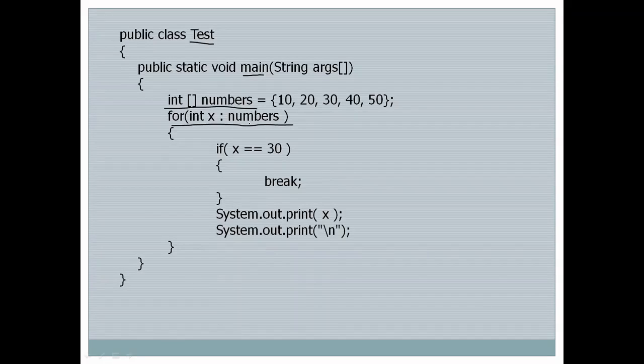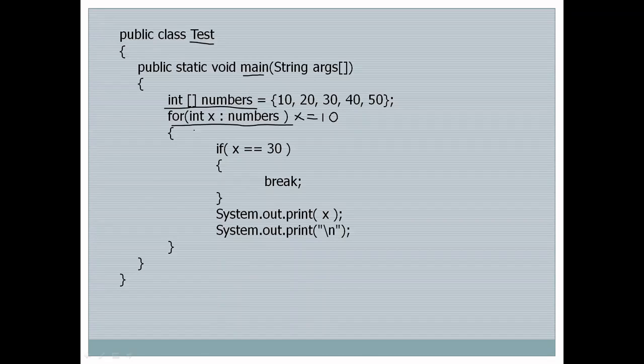How does this loop work? Every time the loop executes, one value from the array numbers is assigned to x. Again, the values are assigned in sequence. Look at the values of numbers. The values are 10, 20, 30, 40, and 50. The first time when the loop executes, the first value, that is 10, is assigned to x. So the first time x is equal to 10.